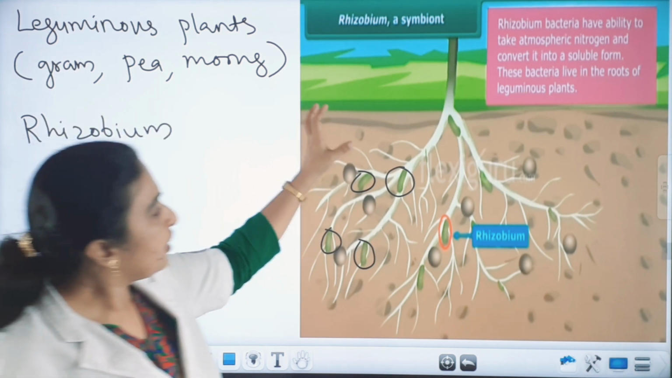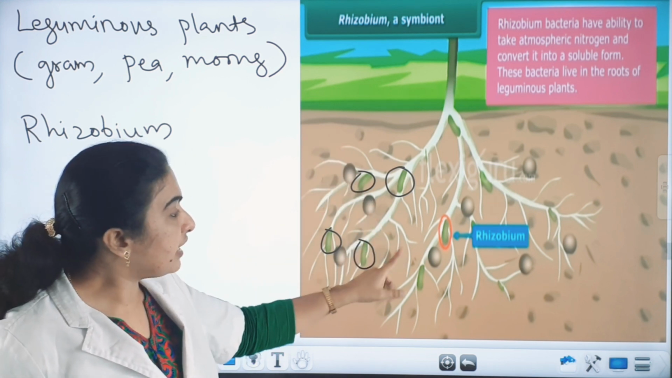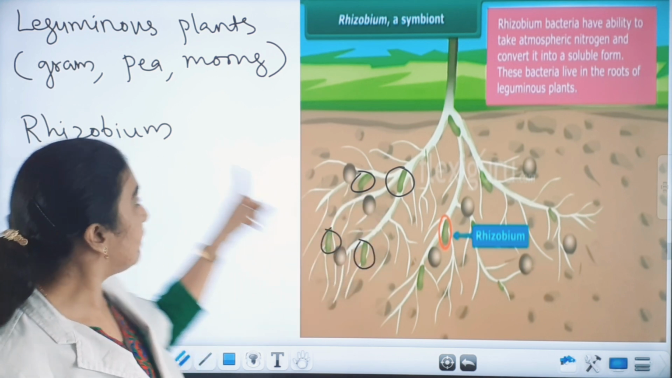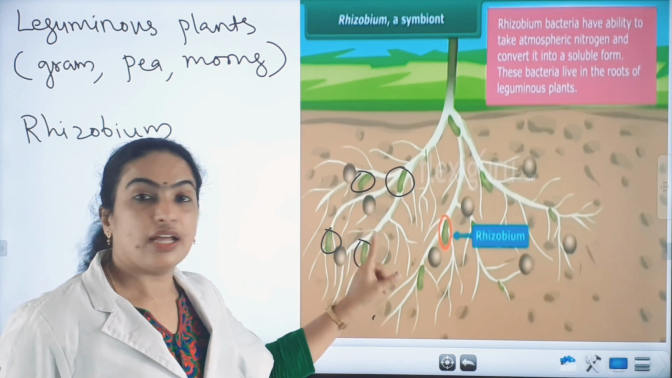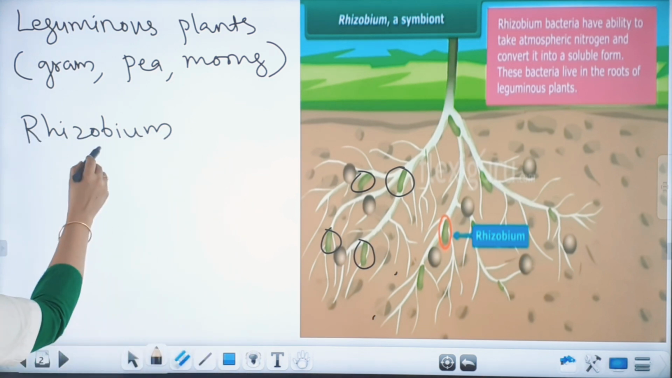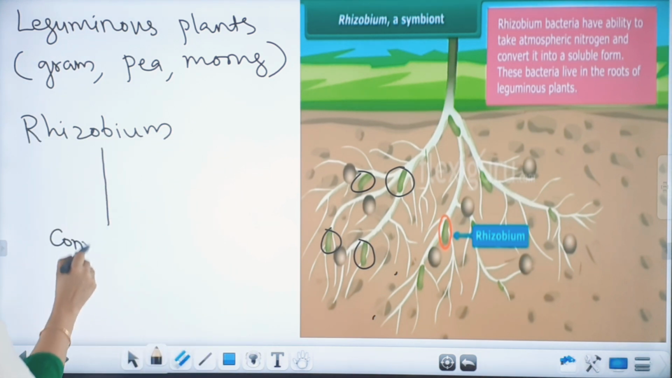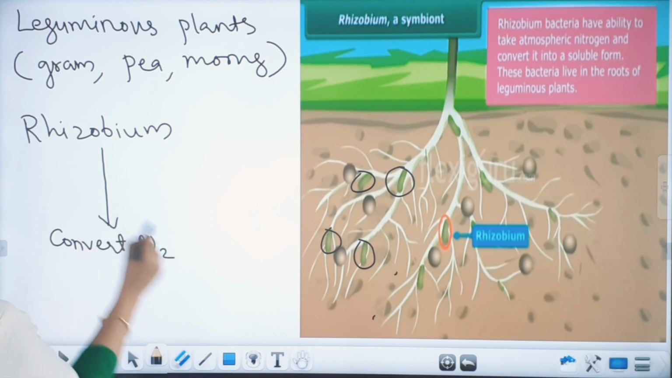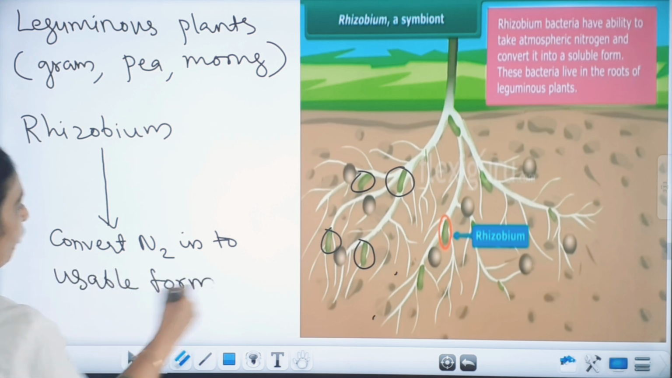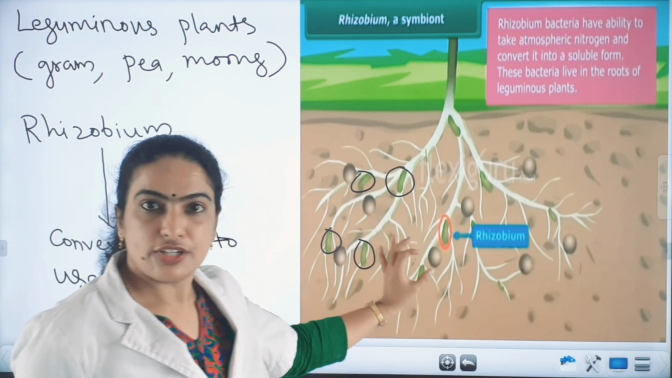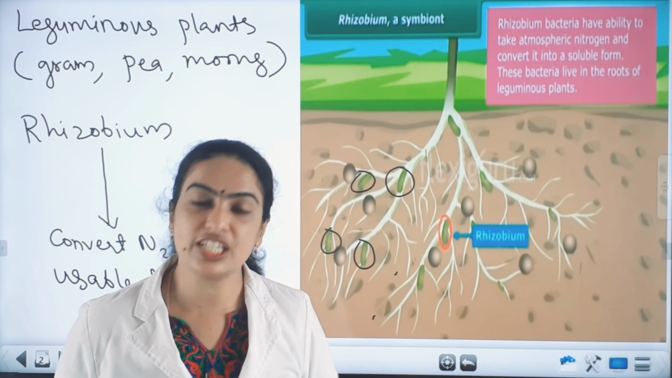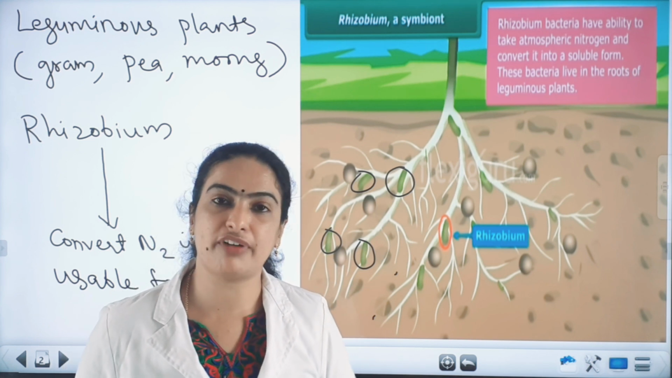Okay, as I told you, due to rain or lightning, the atmospheric nitrogen reaches the soil. In the soil, these bacteria called rhizobium convert the nitrogen into usable form or soluble form. So then it gets mixed in the soil. So the plant can easily absorb it from the soil. Is it clear? In this way, the plants get nitrogen from the soil.